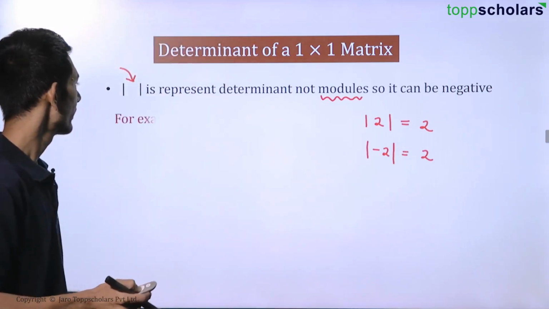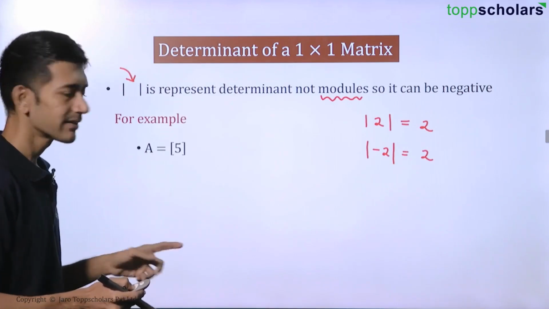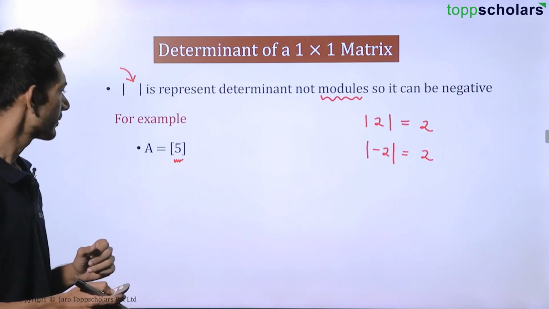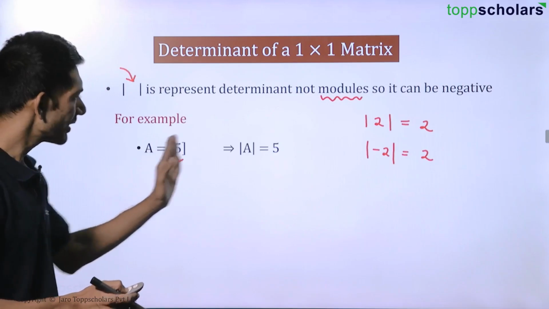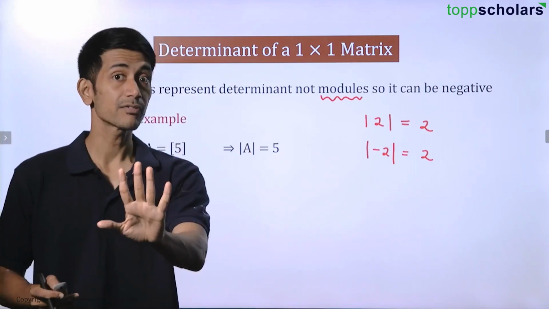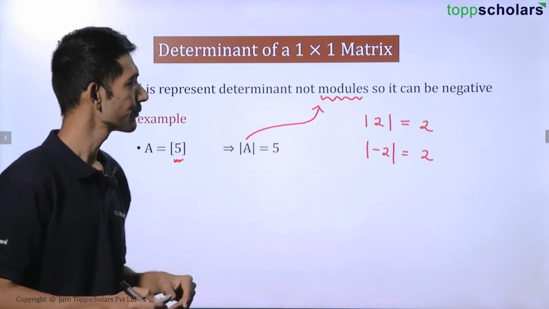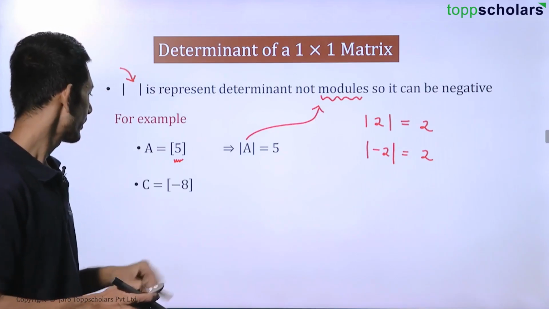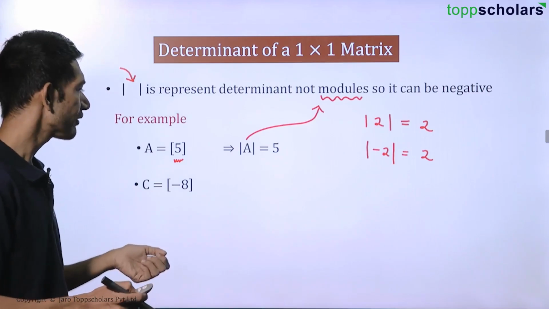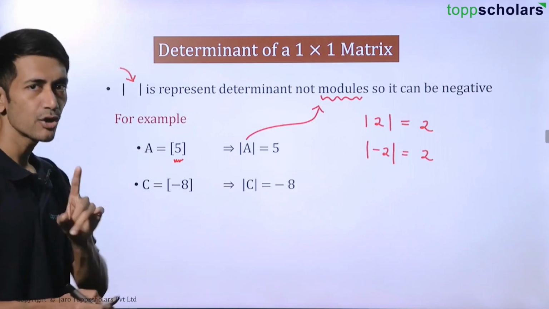Okay. Now let us take an example. Here we have a matrix A which has only one element, that is 1 cross 1. It is 5. So the determinant is the same number there. So the determinant of A is 5. If it is minus 5, the determinant is minus 5. Don't make it positive. As I said, this is not modulus. Okay, let's continue. Now here we have a matrix C which is minus 8. The element is minus 8. So what will be the determinant? The determinant will remain the same, that is minus 8. The order is 1.